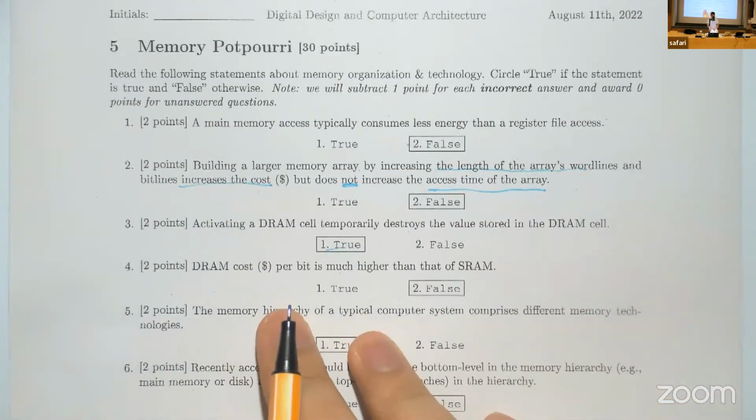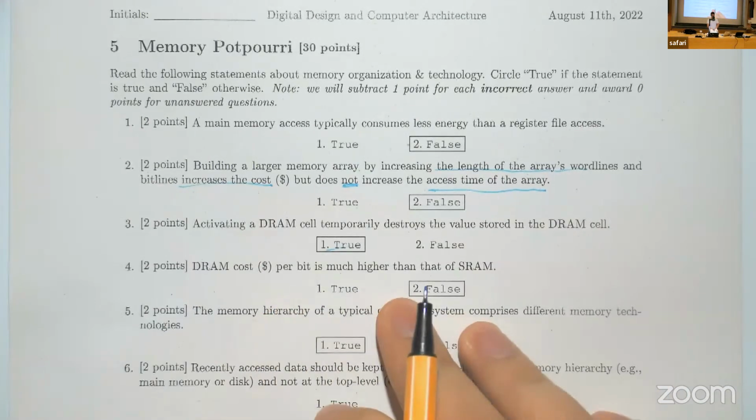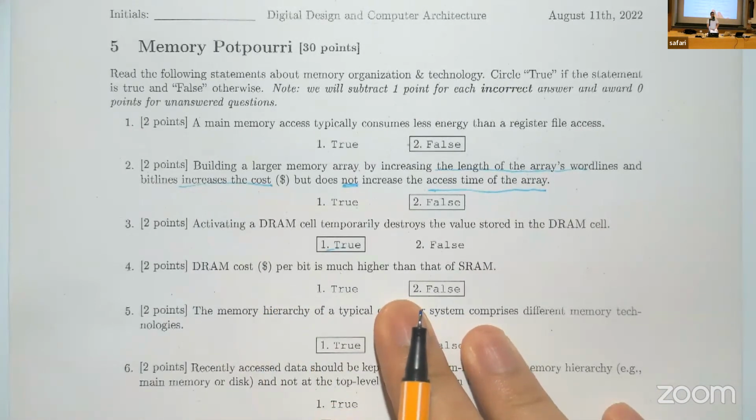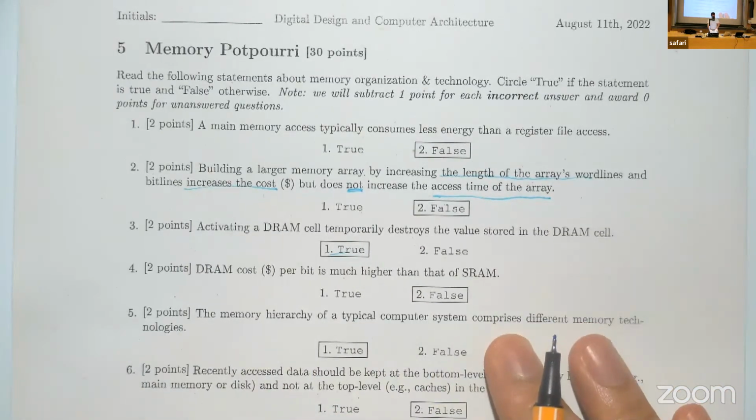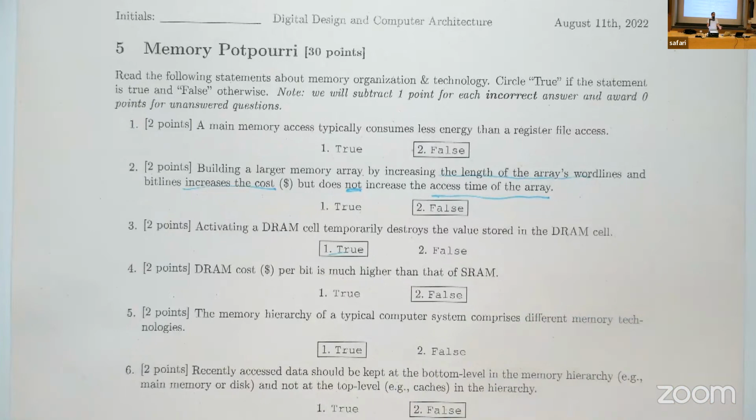The fourth one is: DRAM cost in dollars or Swiss francs per bit is much higher than that of SRAM. This is false. The real reason is manufacturing technology limitations, but another way to find this out is that we don't have SRAM that is as dense as DRAM in our systems today, and the main reason is essentially cost. Yeah, DRAM costs much less to produce per bit than SRAM.